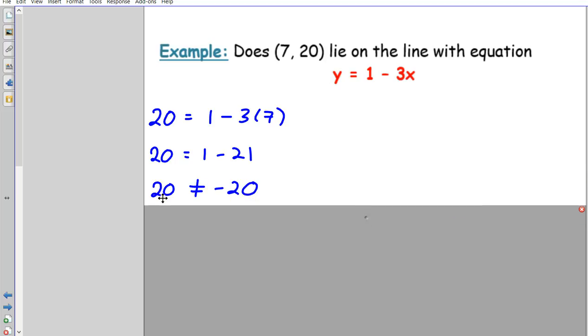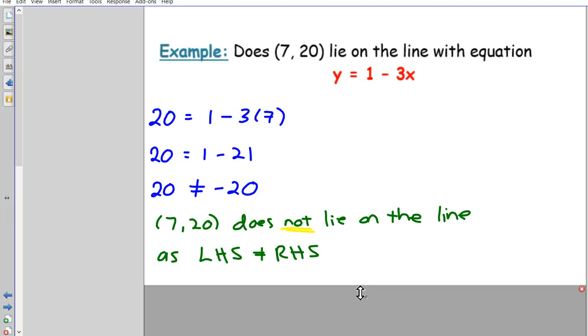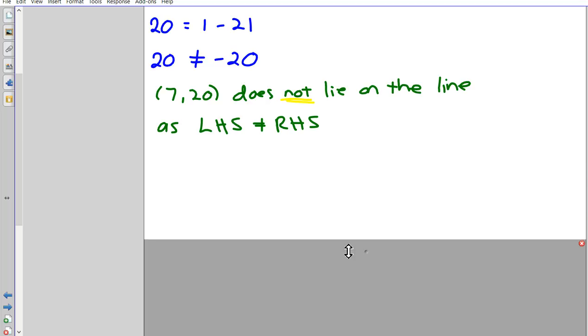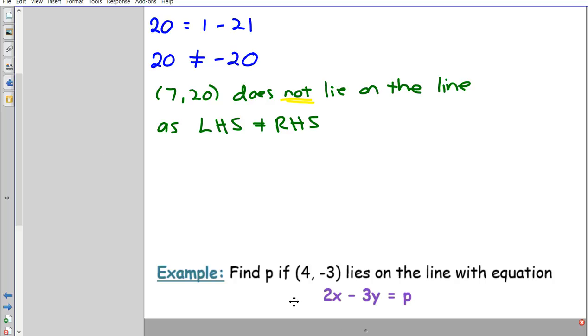So does the left-hand side equal the right-hand side? No, it doesn't. 20 is not the same thing as -20, so we've got a does not equal sign here. So this coordinate (7, 20) does not lie on the line, as the left-hand side is not equal to the right-hand side. Very important little thing that. Here's another example.